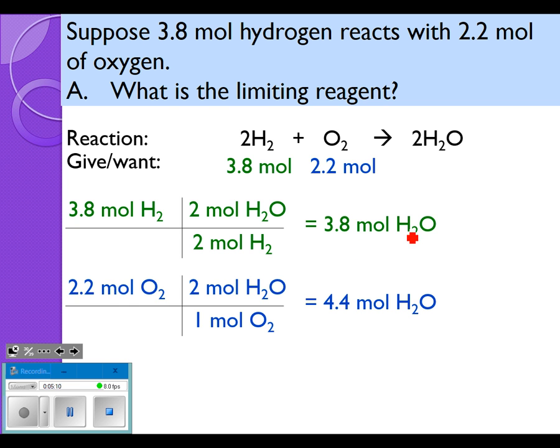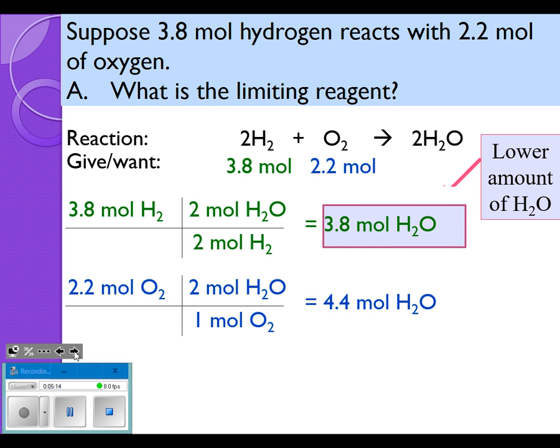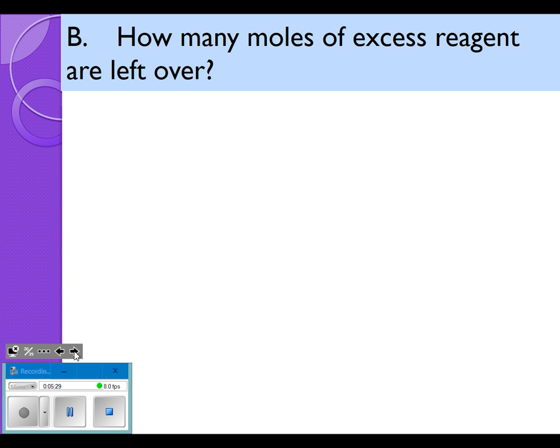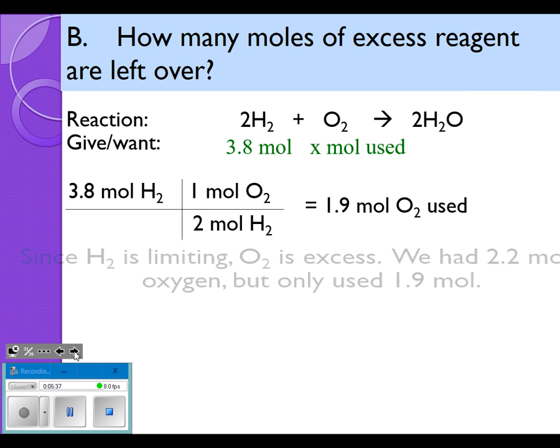Since this is the least amount of product, that means that my H2 is my limiting reactant, because it's the lower amount of water. So that would make H2 the limiting reactant. You'll have to do this on your test and tell me which is the limiting reactant. Okay, I don't want to do this example actually, because you're not going to have to do excess reagents ever. So I'm going to skip this example and we're going to click through it.